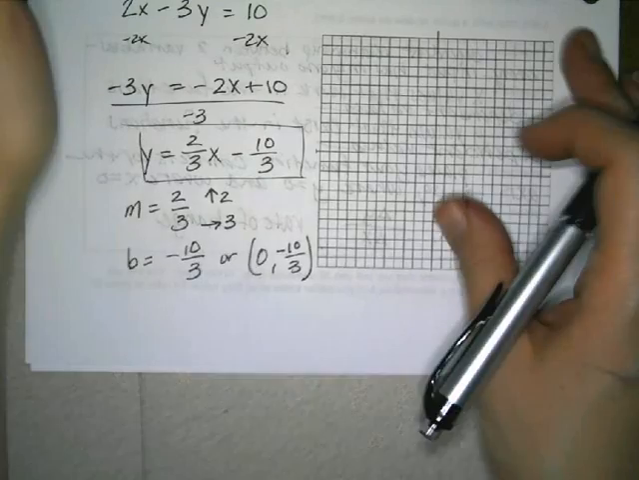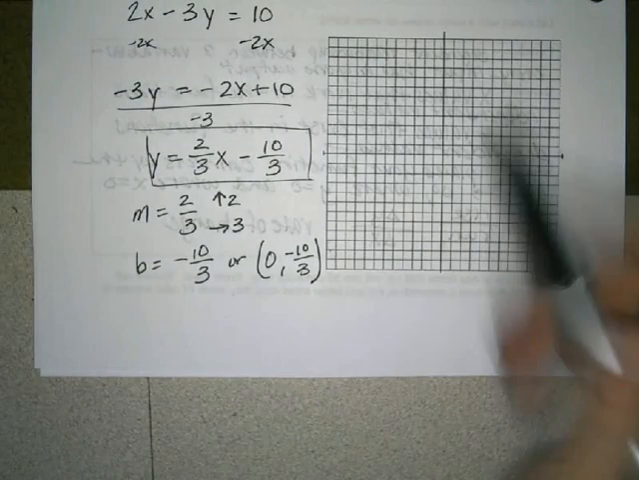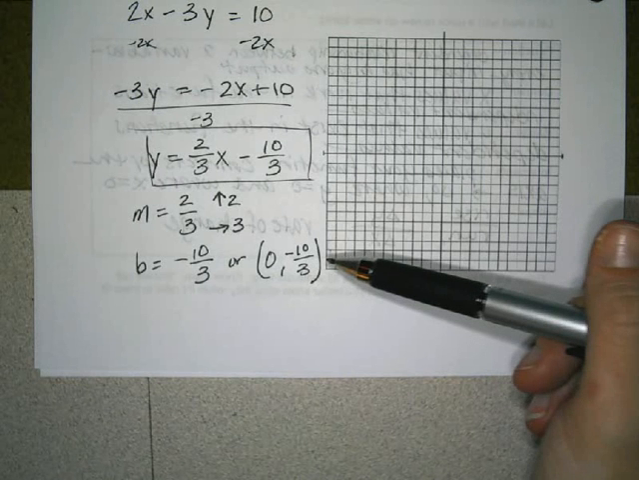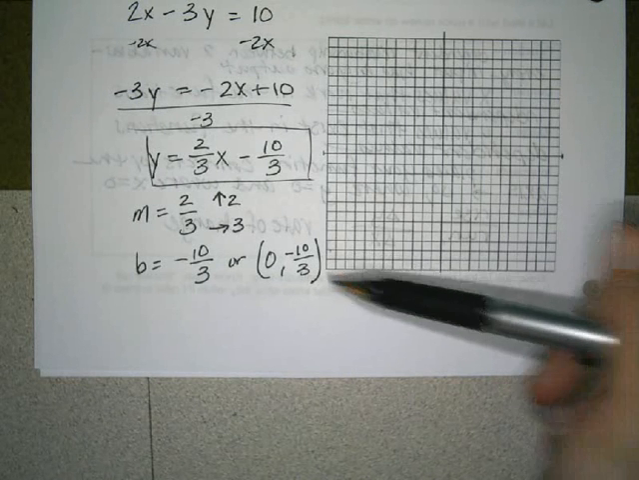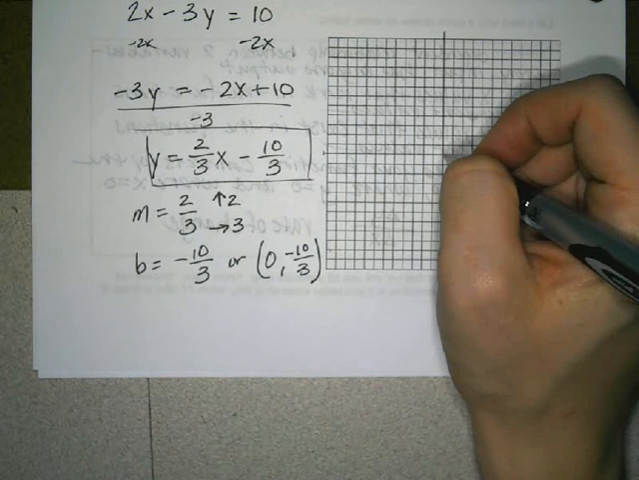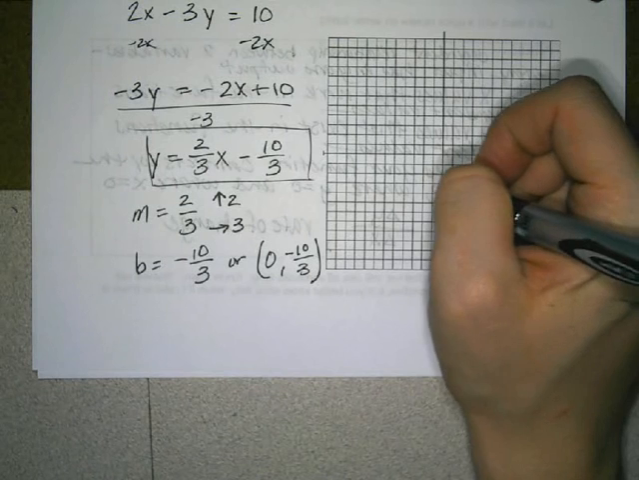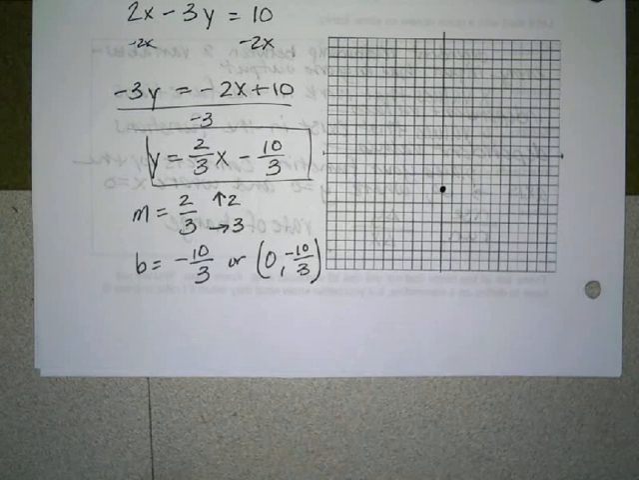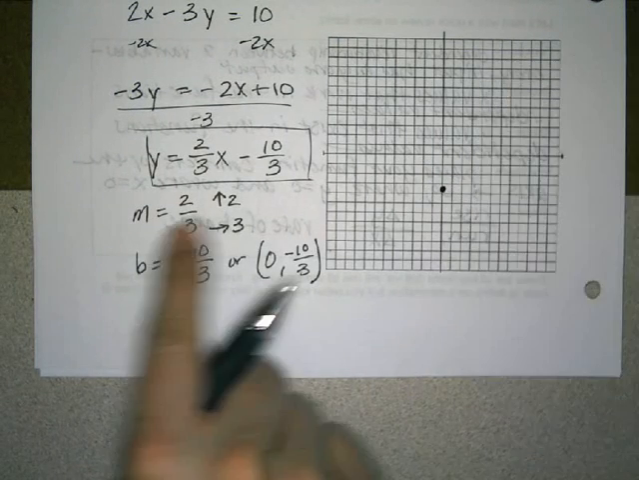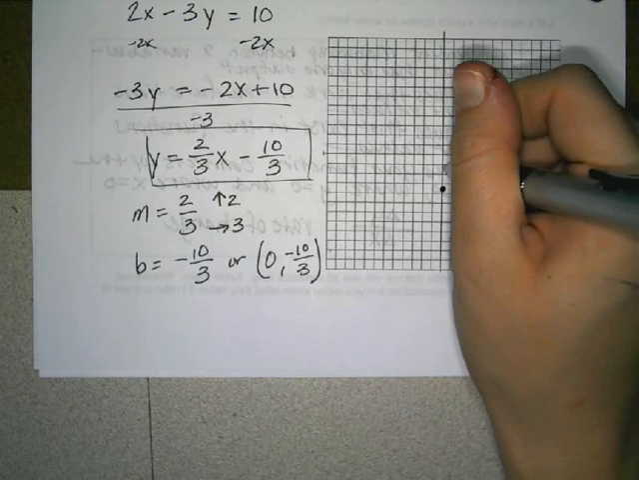Alright, so we're going to plot this negative 10/3. Now, negative 10/3 is a decimal. It's like 3.33 or something like that. And it's negative, so we're going to go down 1, 2, 3, and a little bit. There's my point 0, negative 10/3. And then from that point, I'm going to use my slope to come up with another point. So I'm going to go up 2 over 3, 1, 2, 3.